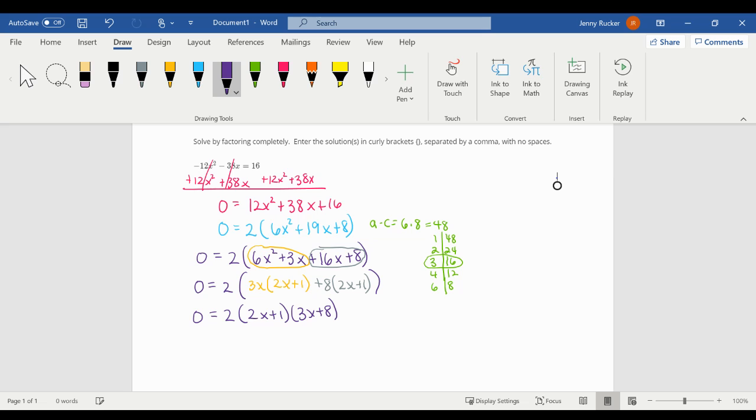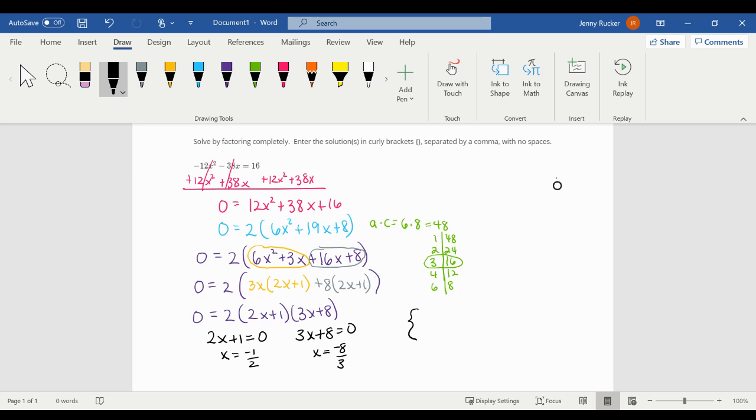So now we have this completely factored, and we are clear to apply the zero product property. So I'm going to do 2x plus 1 is equal to 0, 3x plus 8 is equal to 0. So I would subtract 1 and divide by 2, so that's negative 1/2. Here I would subtract 8 and divide by 3, so negative 8/3.